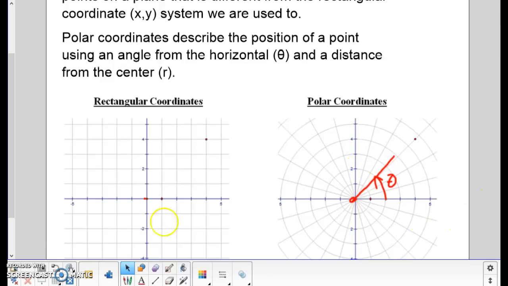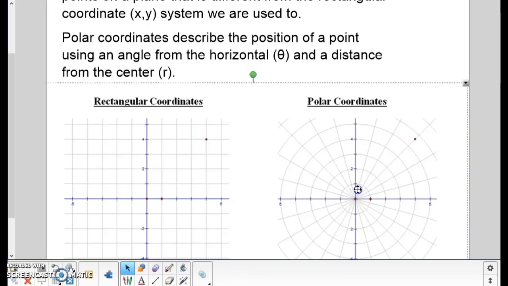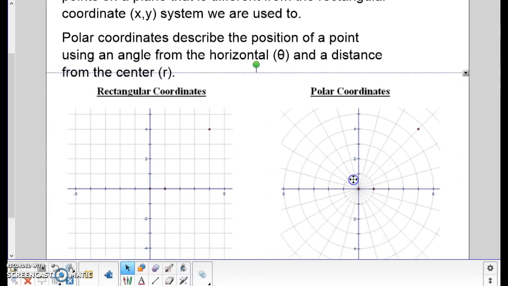Now, what's kind of interesting is that the polar coordinates are not separate from the rectangular. It's just a way of measuring the same point on a different grid. Just like if you were in Desmos, you can go to the graphs and hit polar and it'll change to this kind of a coordinate system. The point doesn't move, just how you measure it moves.